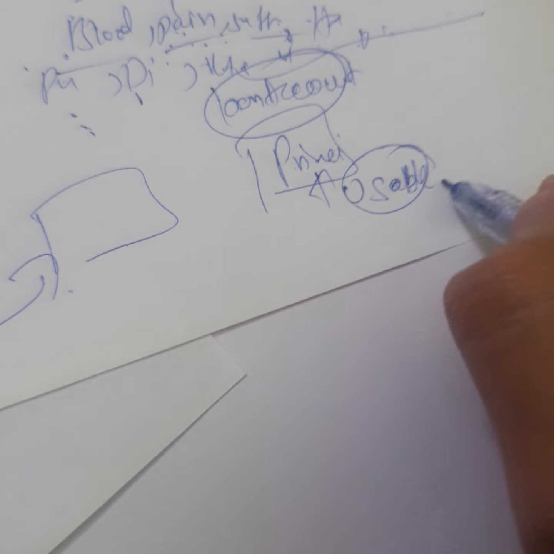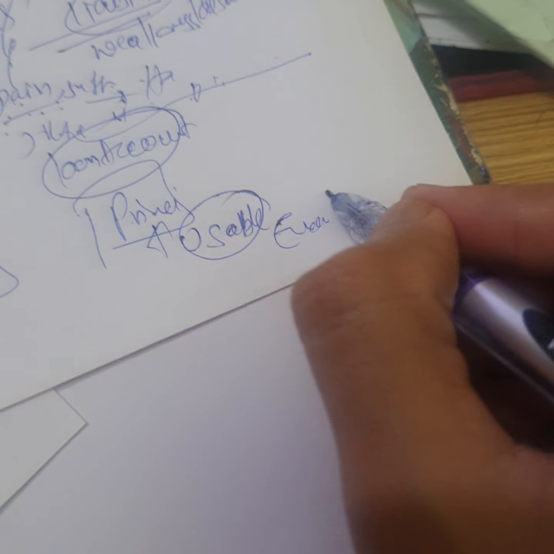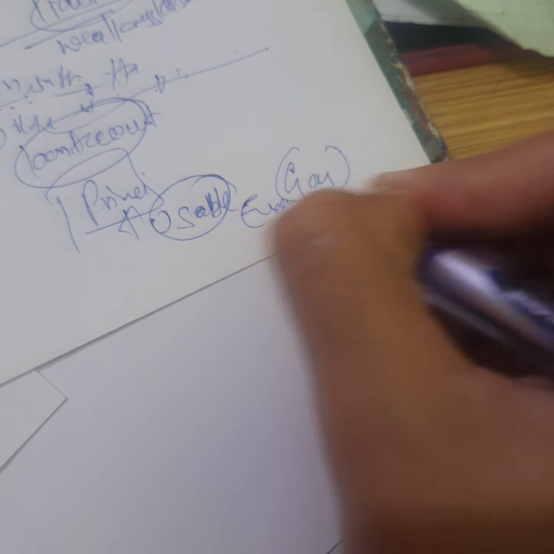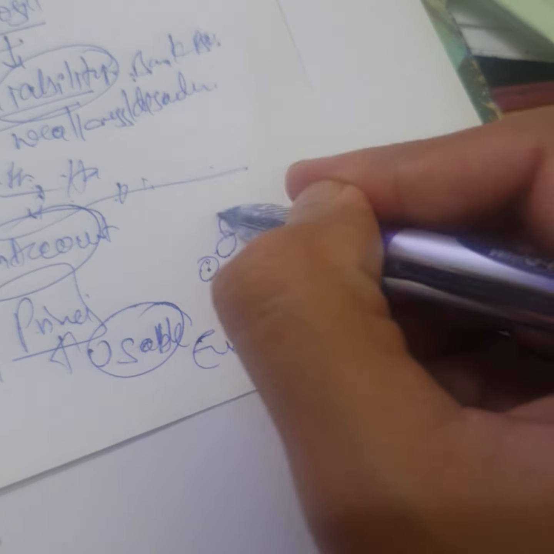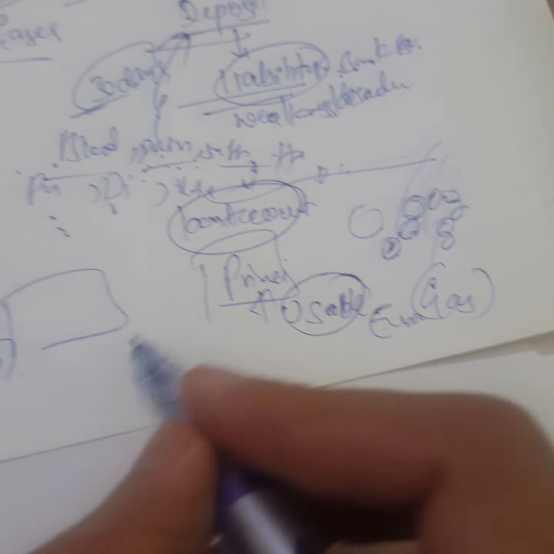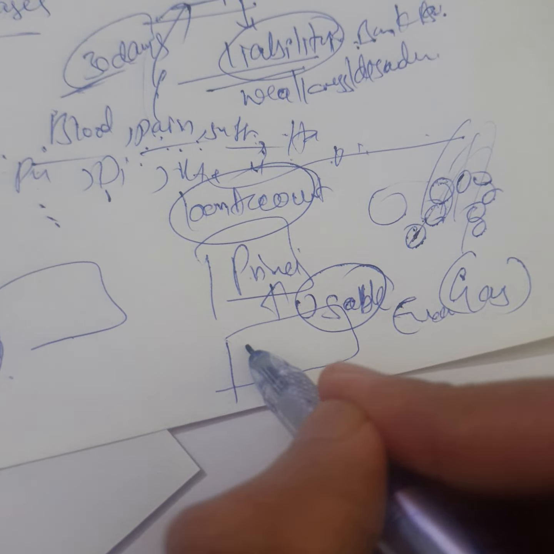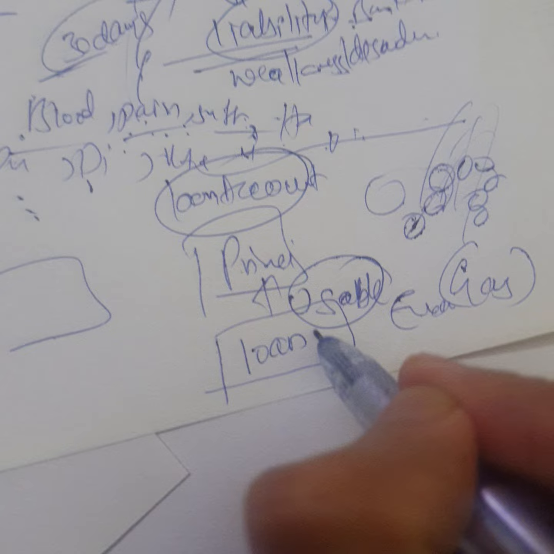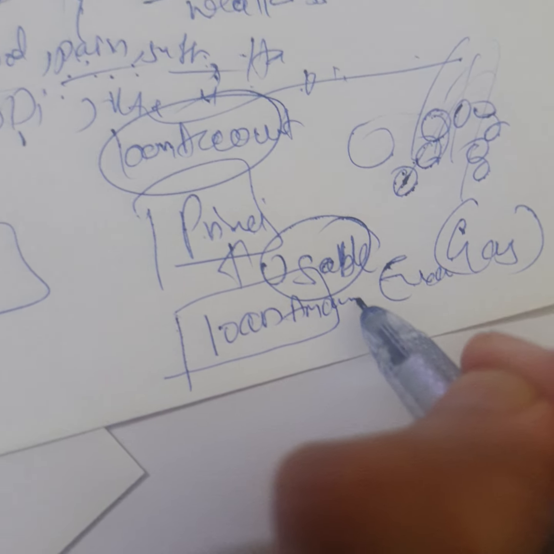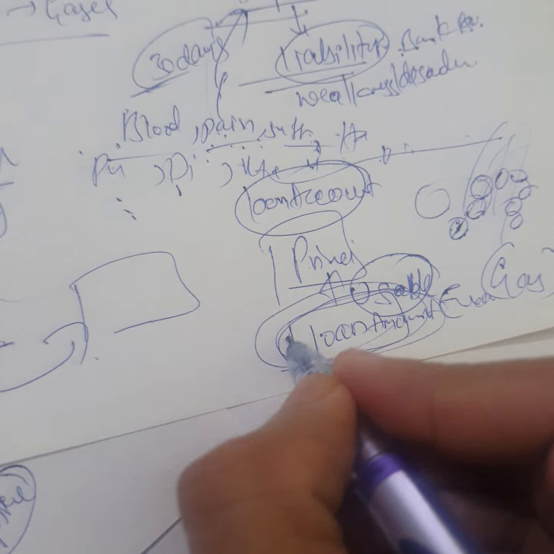Usable means it is evaporating, like a gas, like gas bubbles. That value is going because you are using the loan value. That's the reason you have taken the loan, right? And when you are taking the loan, the loan amount is going like a gas. Then what are you paying here?